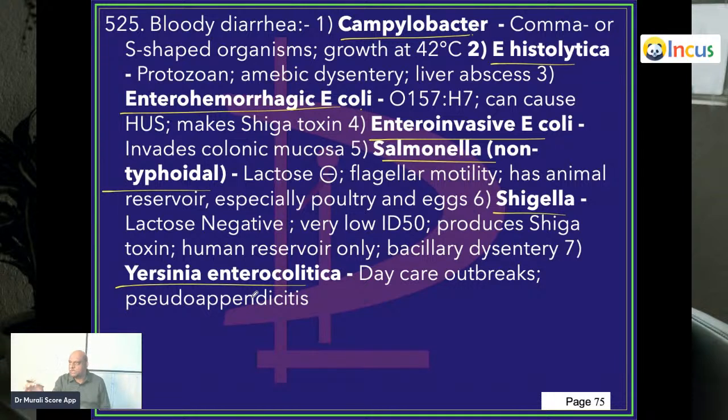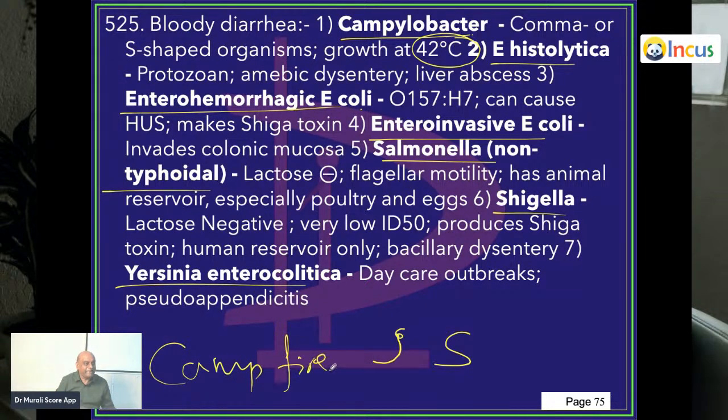Campylobacter is comma-shaped, S-shaped. It grows at 42 degrees Celsius. We call it campfire. Very famous word, no? Campfire. You'll remember that. That's the reason you can remember 42 degrees Celsius. Some stupid way to remember. Then Entamoeba can lead to amoebic dysentery, liver abscess.